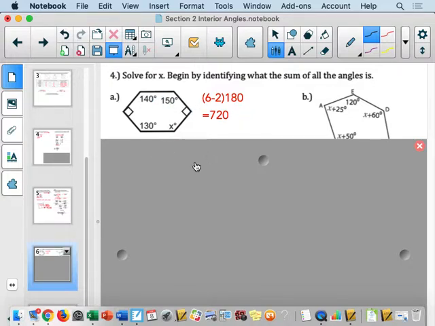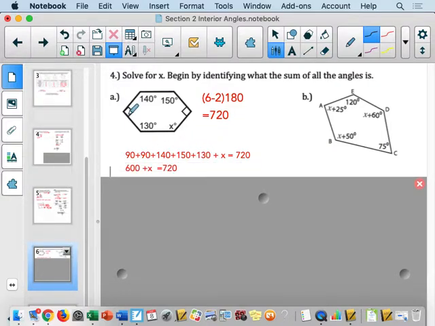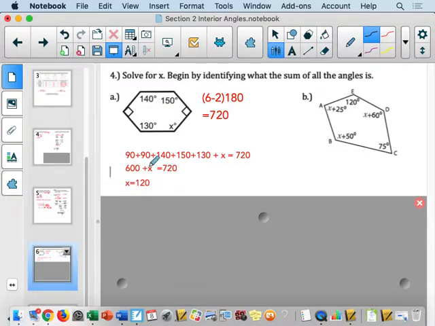From there, we want to set up an equation that makes sense. We want to combine like terms. We want to add up 90, 90, 140, 150, and 130, and we know that all of those values equal 600. So we're left with 600 plus x equals 720. You don't have to write this first line out. You can just add those up in your calculator and write this second line. Then there's only a one-step problem to get x by itself. Subtract 600 on both sides, and you find that x is left with 120 degrees.